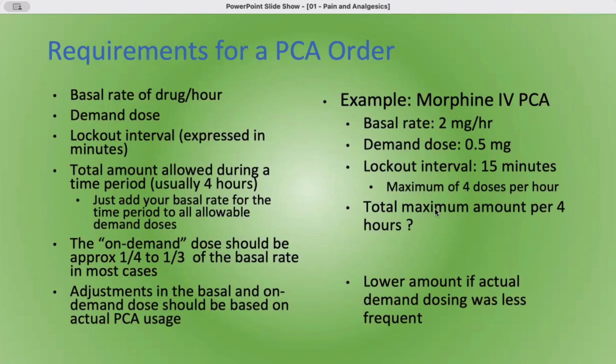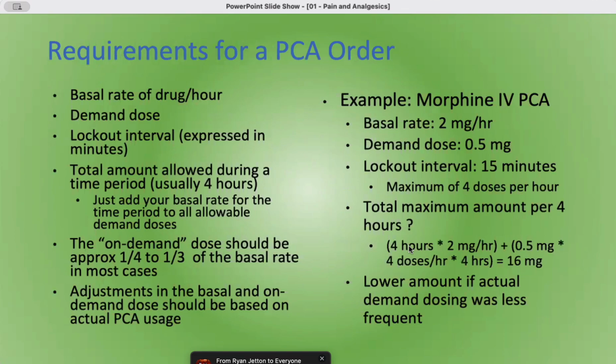So if you wanted to figure out what is the maximum amount that patient can get in 4 hours, well, you take this basal rate of 2 milligrams an hour times 4. You take the maximum of 4 doses an hour times 0.5, and then multiply that by 4 hours, and you would get 16 milligrams. All right, so 2 milligrams an hour times 4 hours, and then 0.5 times 4 doses times 4 hours, that comes out to 16. So they end up getting maximum 16 milligrams of morphine every 4 hours.